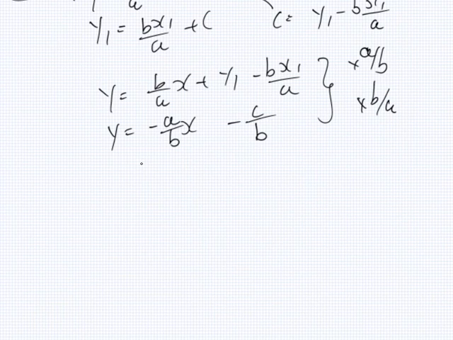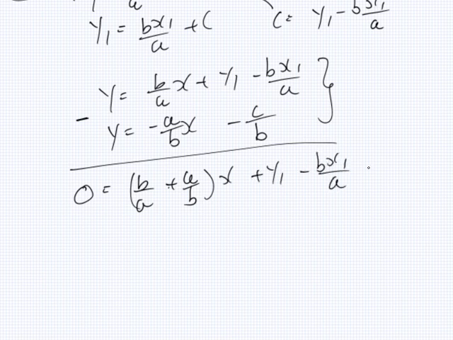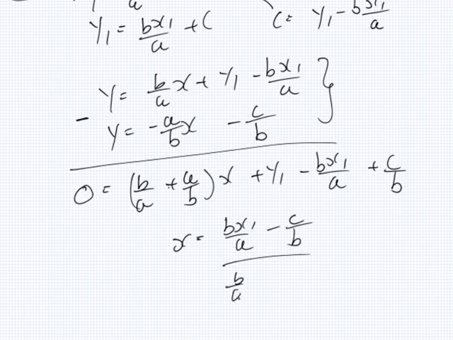No, actually I don't need to, because the y's are already the same if I subtract now. So I get 0 equals b over a plus a over b x plus y1 minus bx1 over a plus c over b. So I get x equals c over b, bx1 over a minus c over b over a plus a over b. Yeah. Then I can get the y.